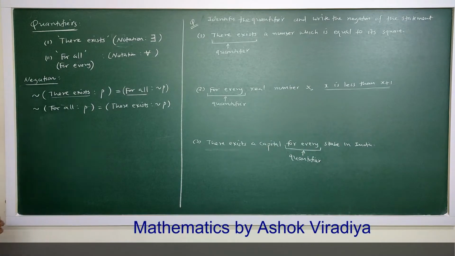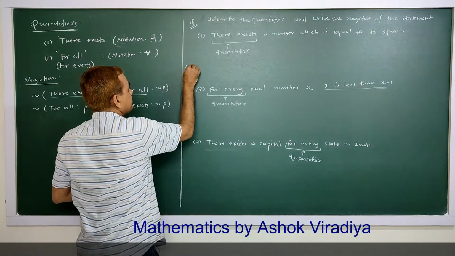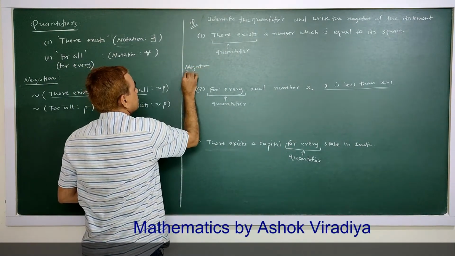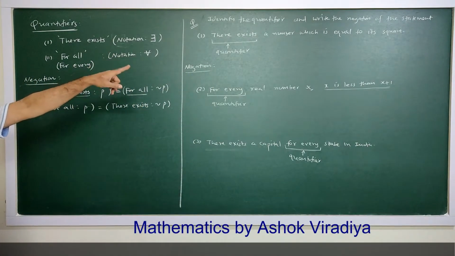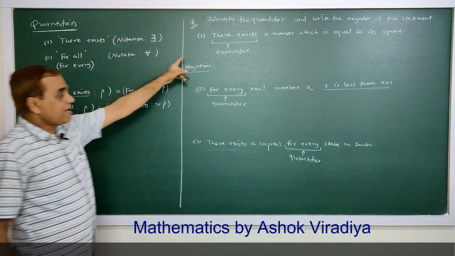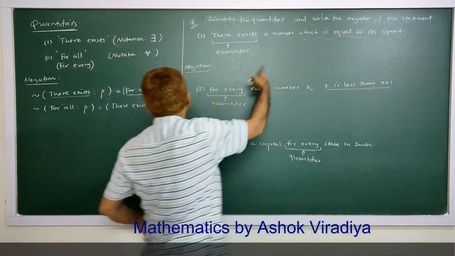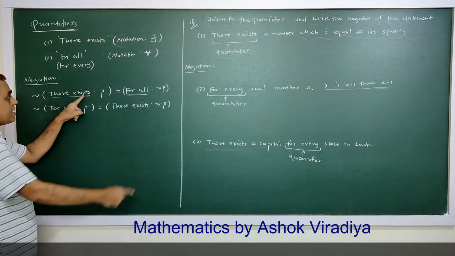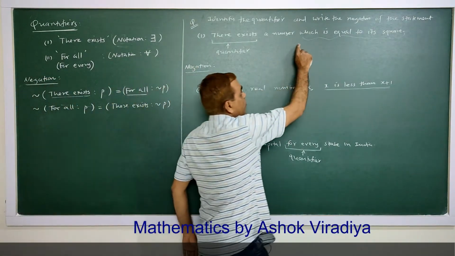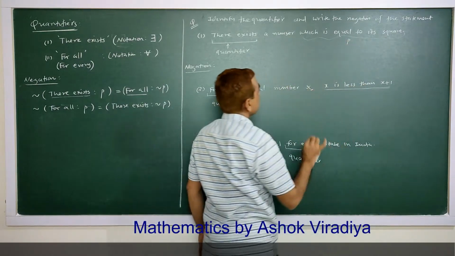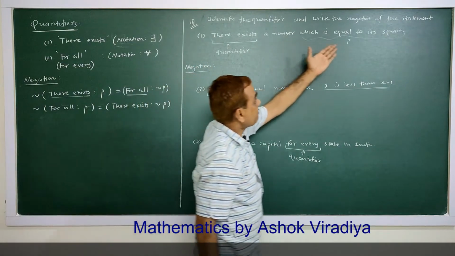As an example, say look here, we want a negation of this statement: there exists a number which is equal to its square. So this is like P. There exists a number which is equal to its square. So consider this as P. There exists a number having this property.